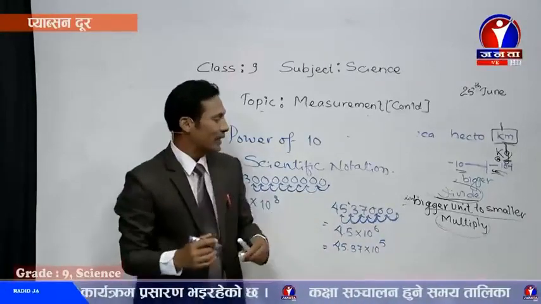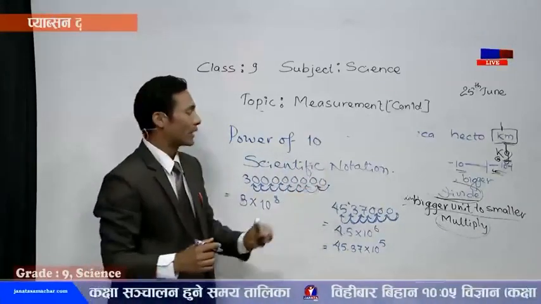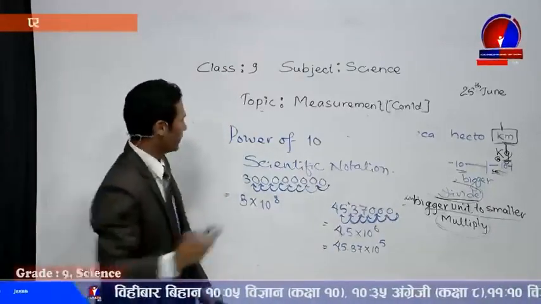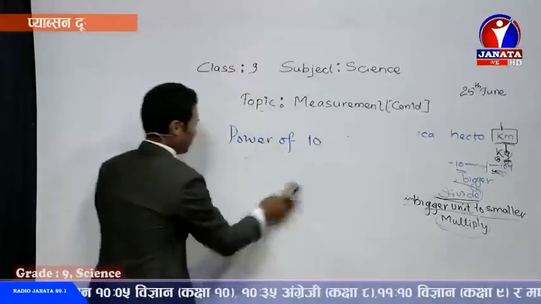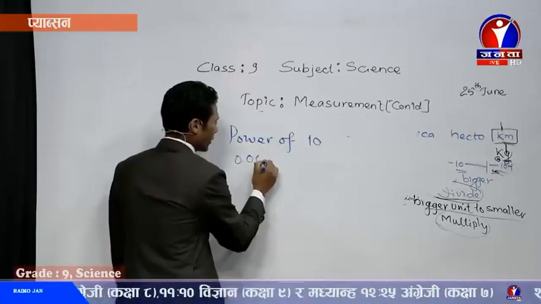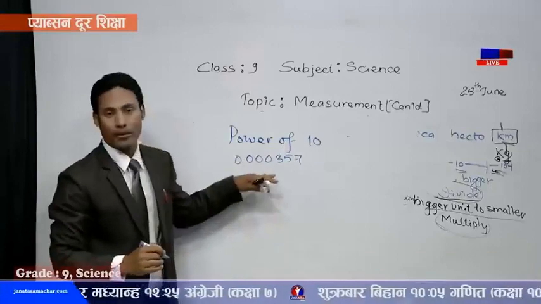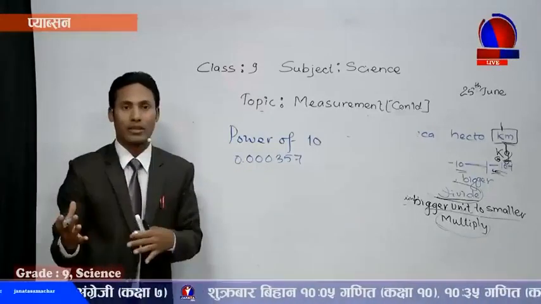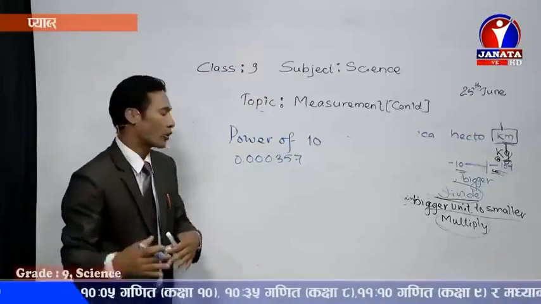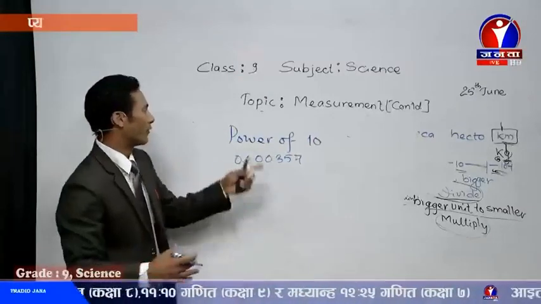And next, if the decimal point gets transferred to the right hand side, then the power gets decreased. That means negative power gets increased. So let me take one example. Suppose we have 0.000357, right? This is a very small number. Whenever there is an atom, the distance between two particles in the atom is very small, right? A microscopic object is very small, and this also we can explain in terms of power of 10.